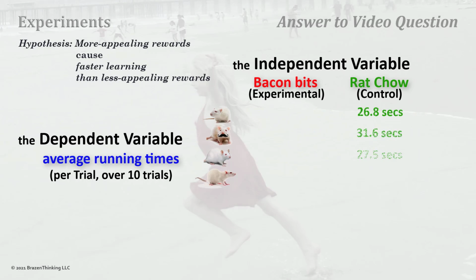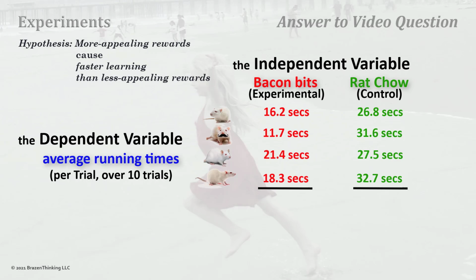At some point down the road, the same rats have the opportunity to run a maze 10 times for a reward of bacon. That's your experimental condition. And you keep track of the average length of time it takes each rat to run the maze. If better rewards cause faster learning, then you should see lower average maze running times for the experimental group than for the control group.